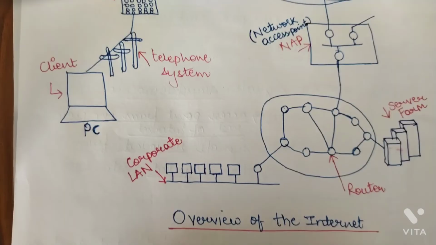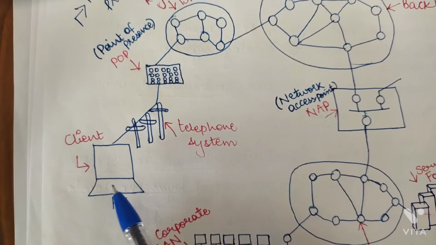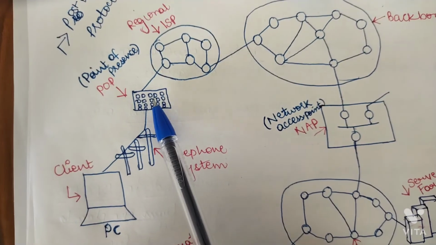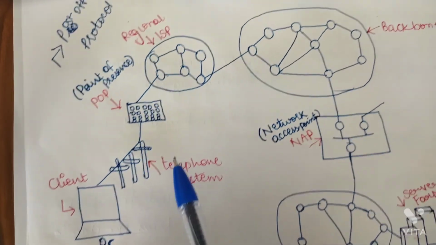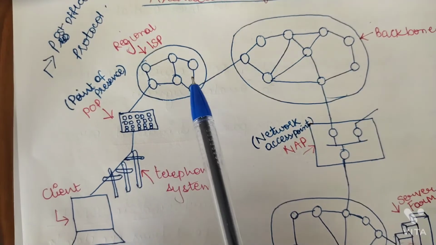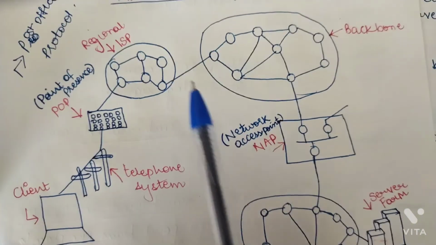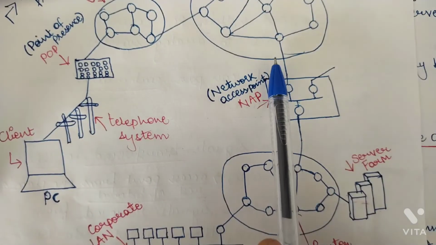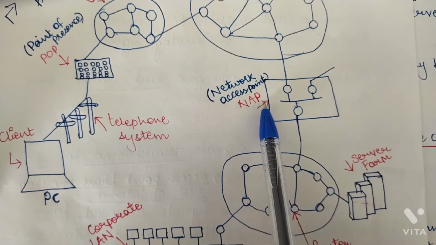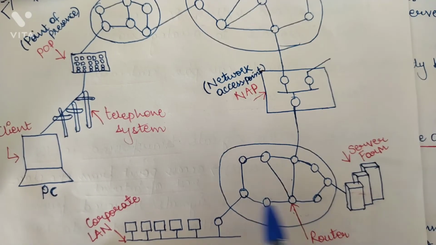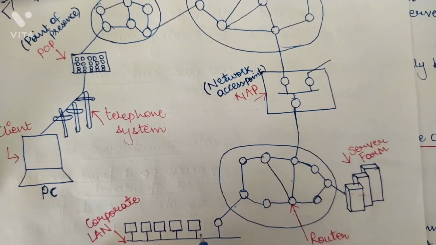So this is an overview of the internet, wherein it all starts with the personal computer, which is connected to the telephone system. The telephone system is connected to the point of presence. The point of presence is connected to the regional internet service provider, and the regional internet service provider is in turn connected to the internet backbone. The backbone is then connected to the network access point, which is the NAP, and the NAP in turn is connected to the routers, and these routers are then connected to the server farm and the corporate LAN.